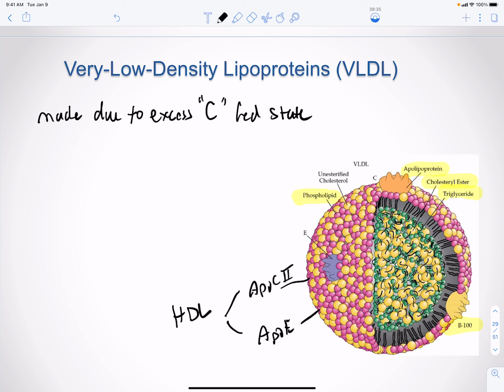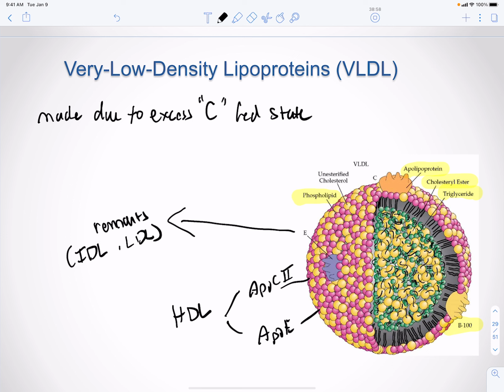Then these are going to go from the liver to the bloodstream and drop off their package mostly to adipose tissue, and it has the same fate as the chylomicron. The very low density lipoprotein remnants, which are the IDL and the LDL, 50% are going to be removed via ApoE to the liver.